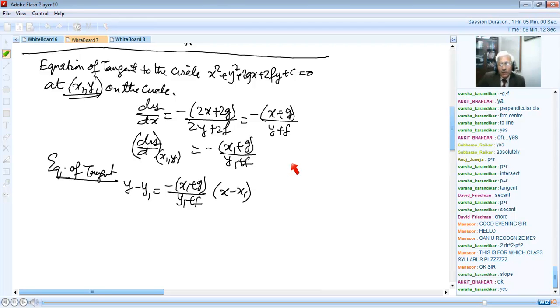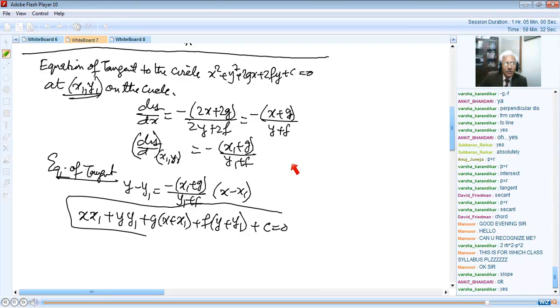And that will turn out to be equal to, can any one of you tell me what it shall be? It will become xx1 plus yy1 plus g times x plus x1 plus f times y plus y1 plus c equal to 0. This is how we get the equation of tangent. Please understand. I'll give you a shortcut to find this quickly.